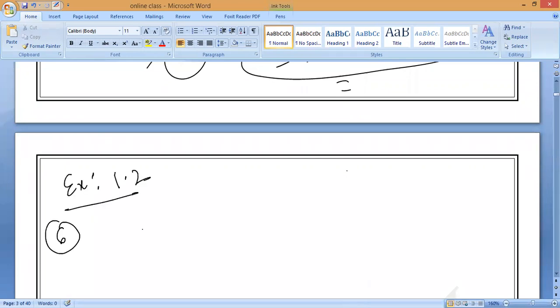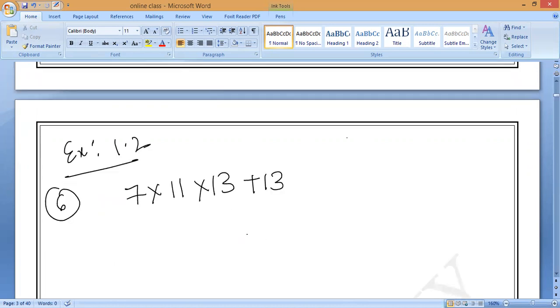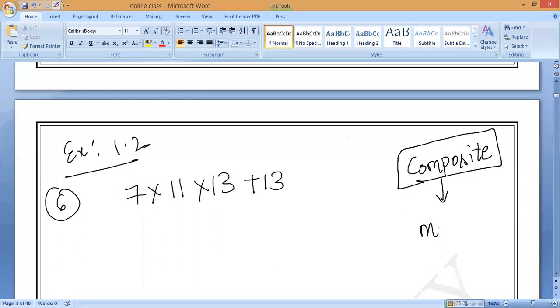Sixth sum. Given numbers are 7 into 11 into 13 plus 13. First, what are composite numbers? A composite number has more than 2 factors. Do you understand? More than 2 factors are called composite numbers.